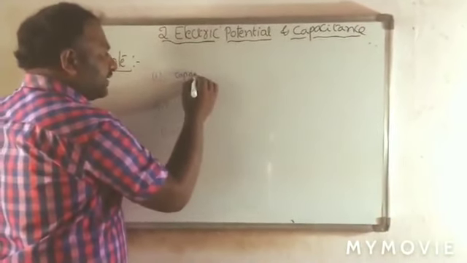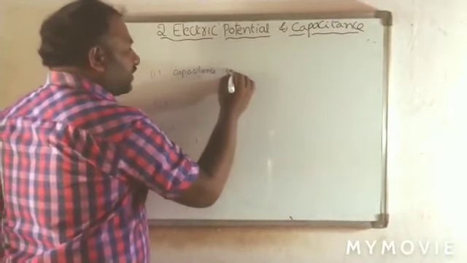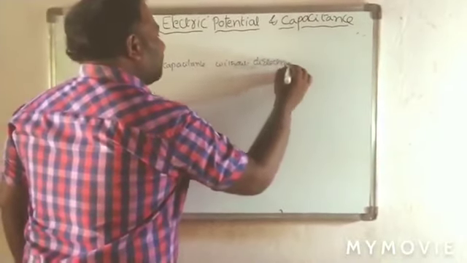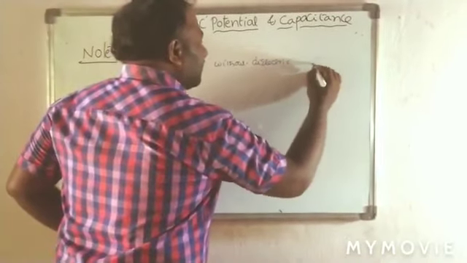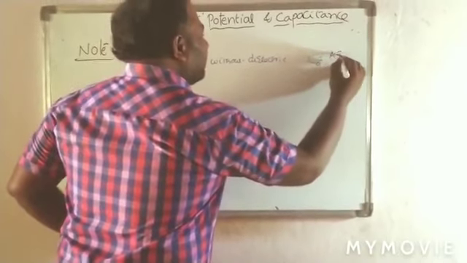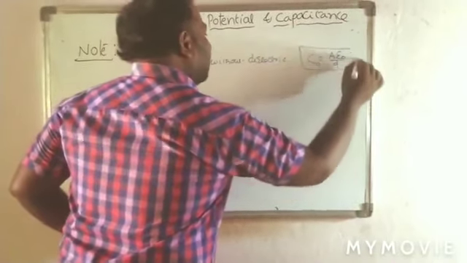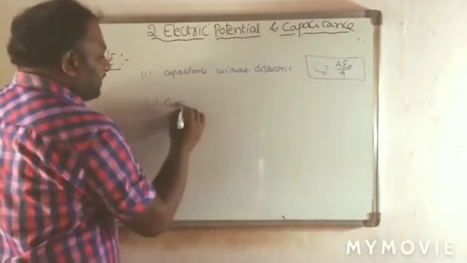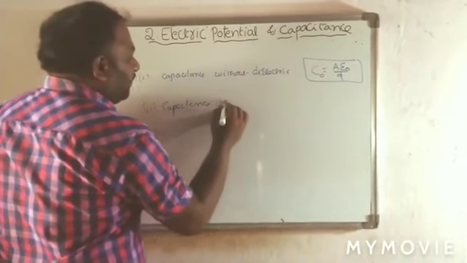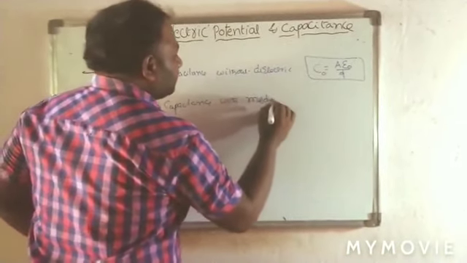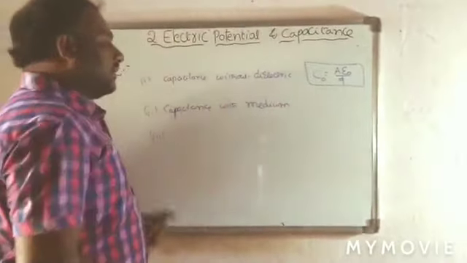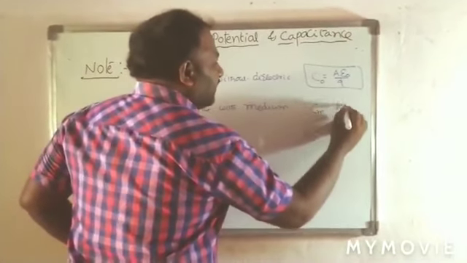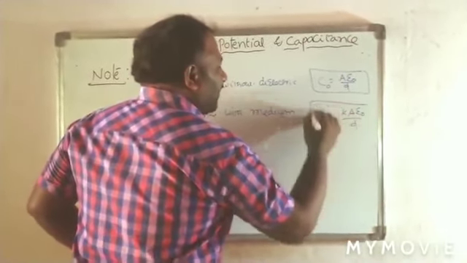Capacitance without dielectric: the formula is C naught is equal to A epsilon naught by D. This is an important 5 mark question also. We have to practice. Next, capacitance with medium, meaning the total space between the two plates is filled with a medium. That is Cm is equal to K into A epsilon naught by D.